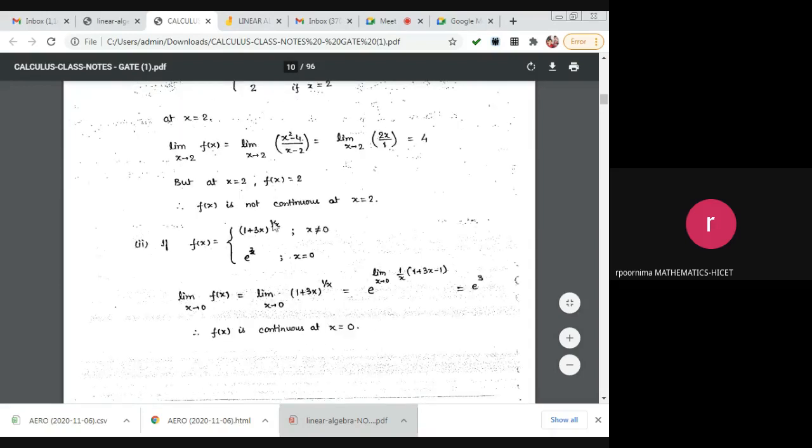Then it is a power function, no? So e to the power limit x tends to 0 of 1 by x into 1 plus 3x minus 1. Then you apply the limit, you will be getting the answer. So f of x is continuous at x equal to 0.